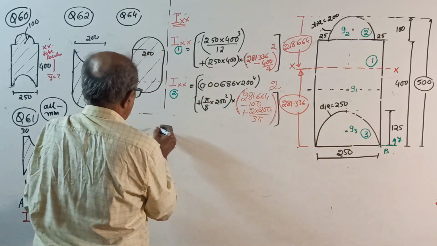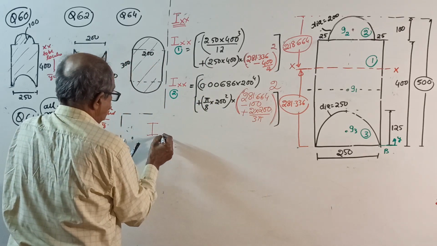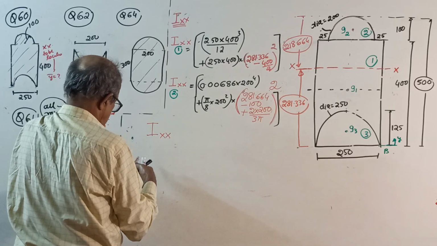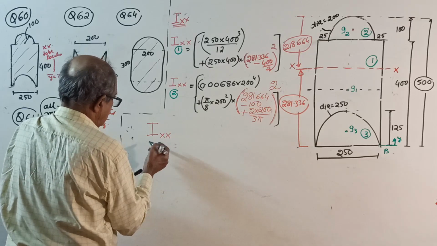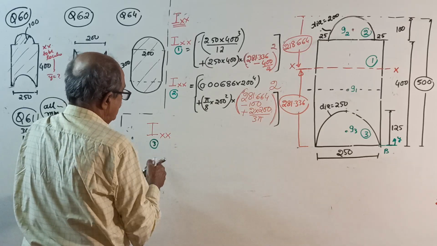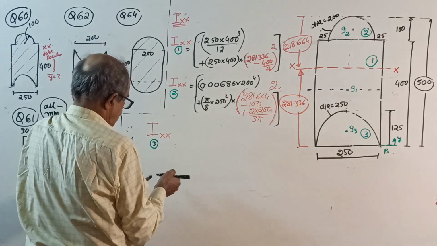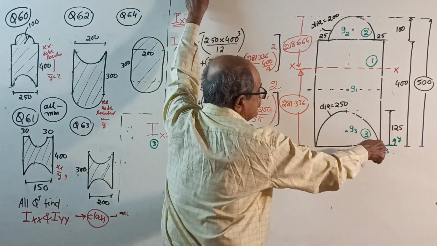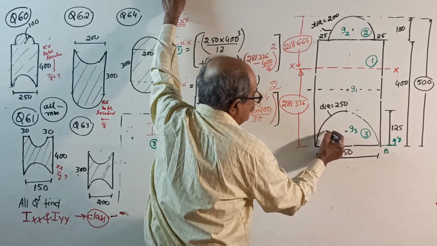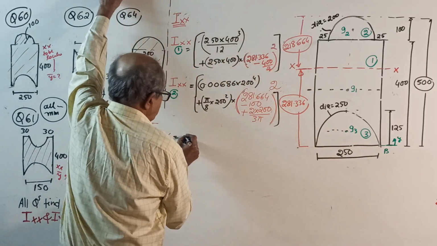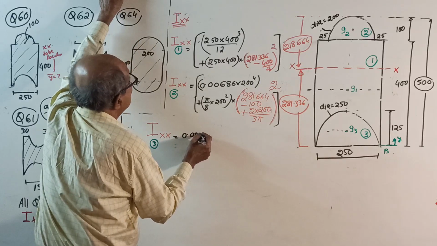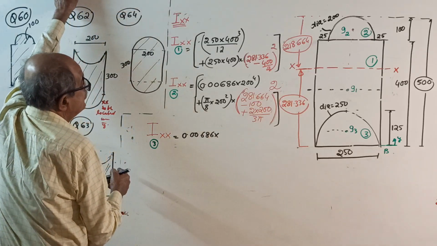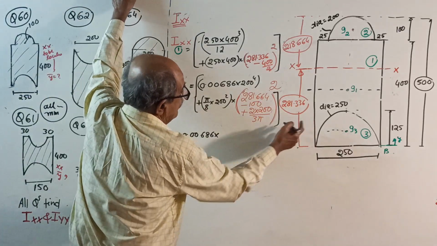Then next, I about xx for 3. I will change the pen a little later. Ixx for 3, because this is 3, equal to. That is once again for this semicircle. So first, about its own centroidal axis. How much? 0.00686 into the diameter. How much diameter?